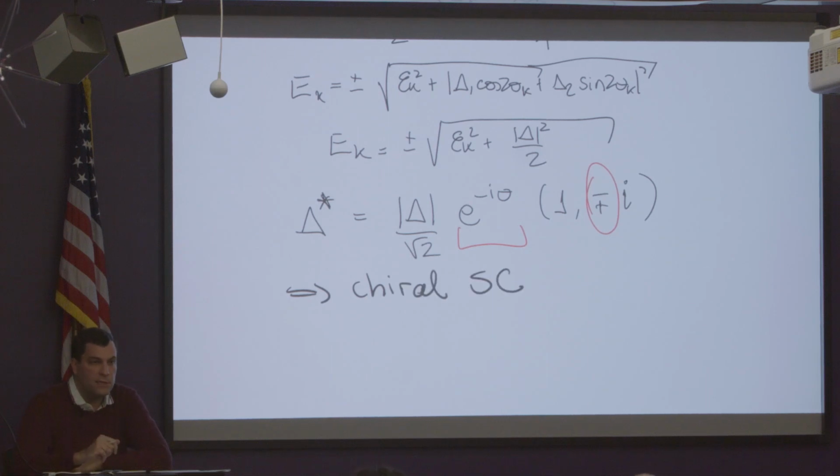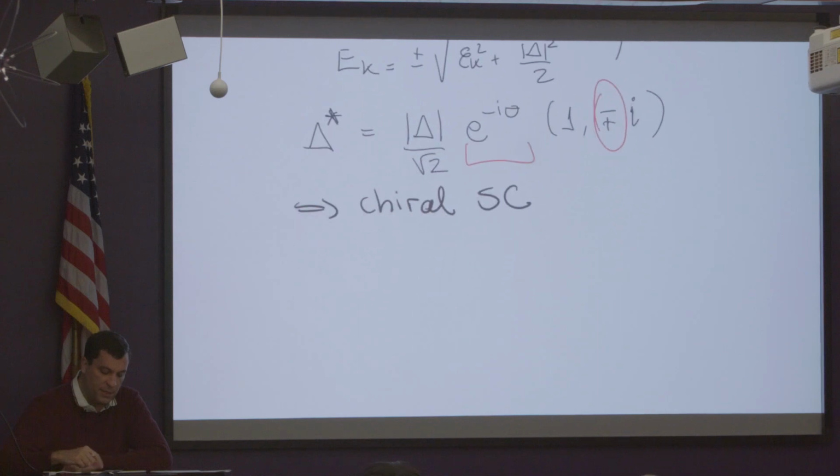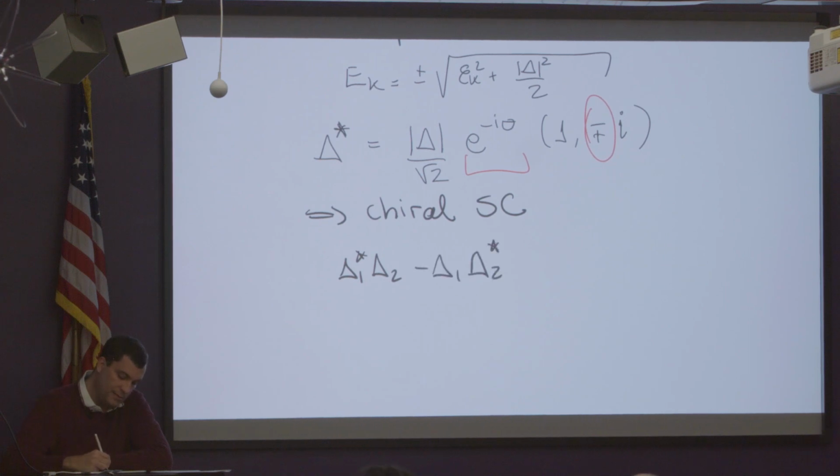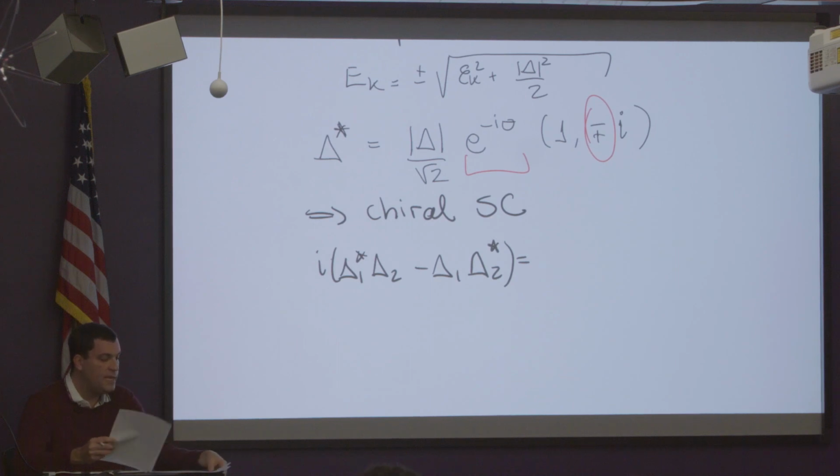Let me go a little bit deeper in understanding why we call it chiral. If I call it chiral, what does the name chiral remind you of? Something that has angular momentum, right? What is the angular momentum here? So it turns out, and that's going to be very important tomorrow, I can write down this combination here, delta 1 star delta 2 minus delta 1 delta 2 star. I can do an i here, because then it's real. Just make sure I use the same notation here.